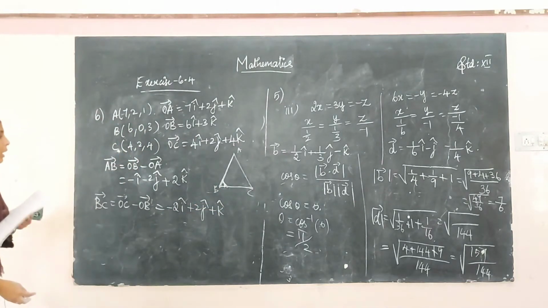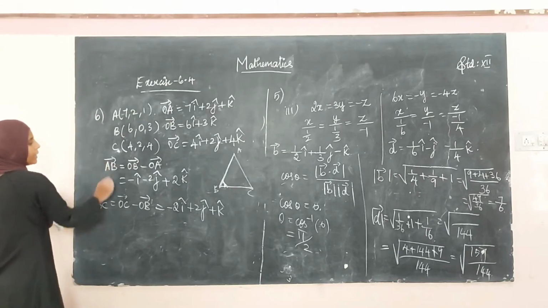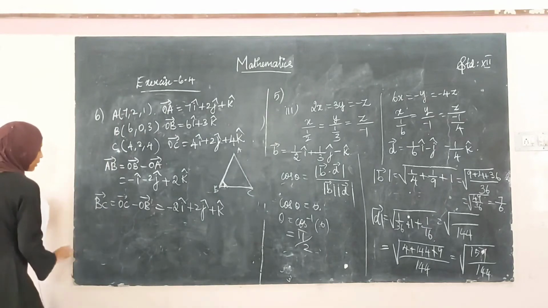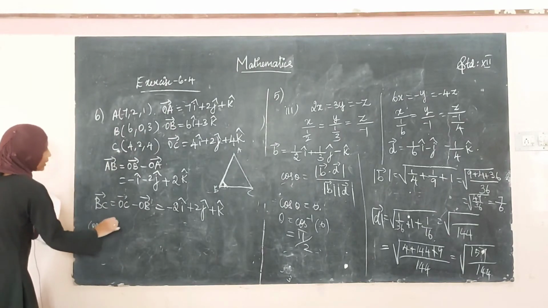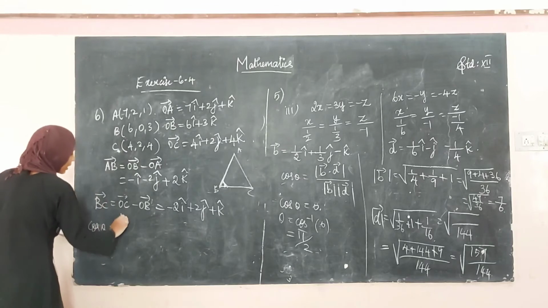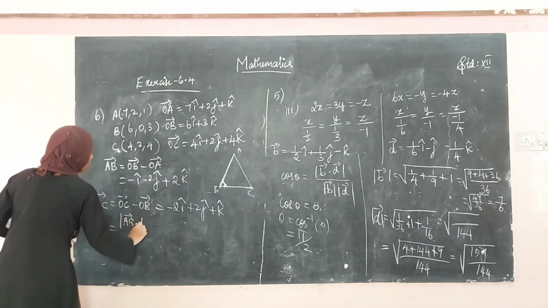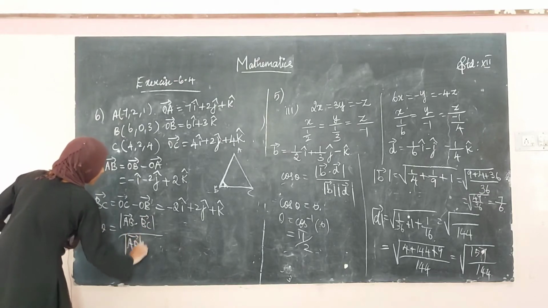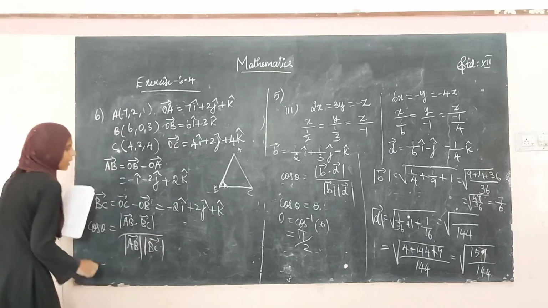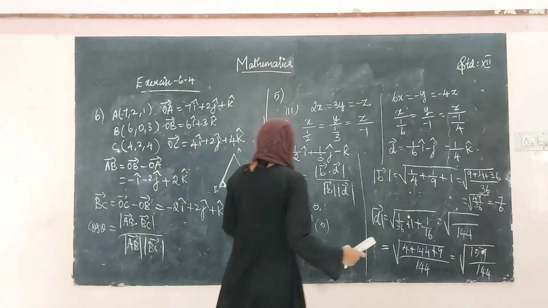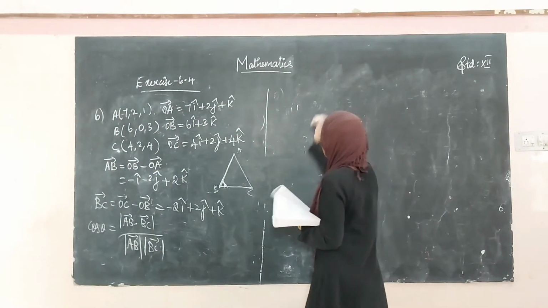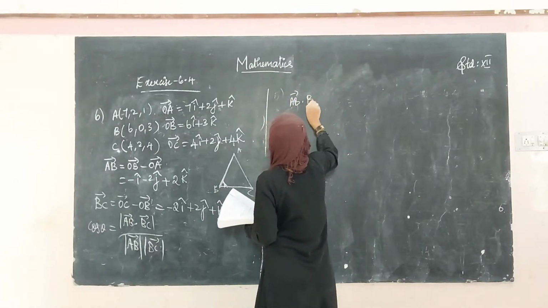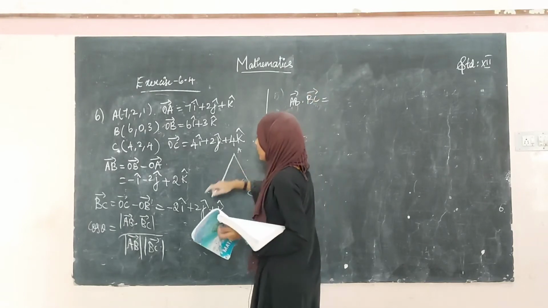Now we have got 2 vectors that make the angle. Now how do we find the angle? We can use the formula cos theta is equal to AB vector dot BC vector divided by modulus of AB vector into modulus of BC vector. Now we have to find these 3. First shall we find AB vector dot BC vector?